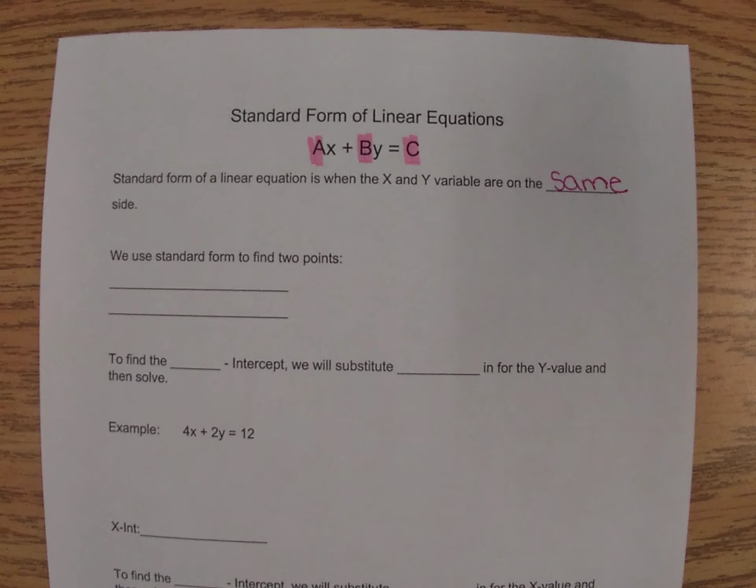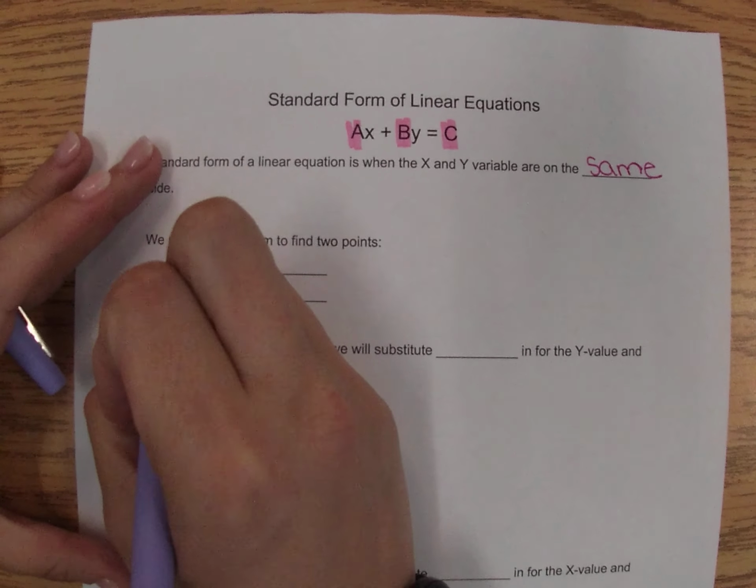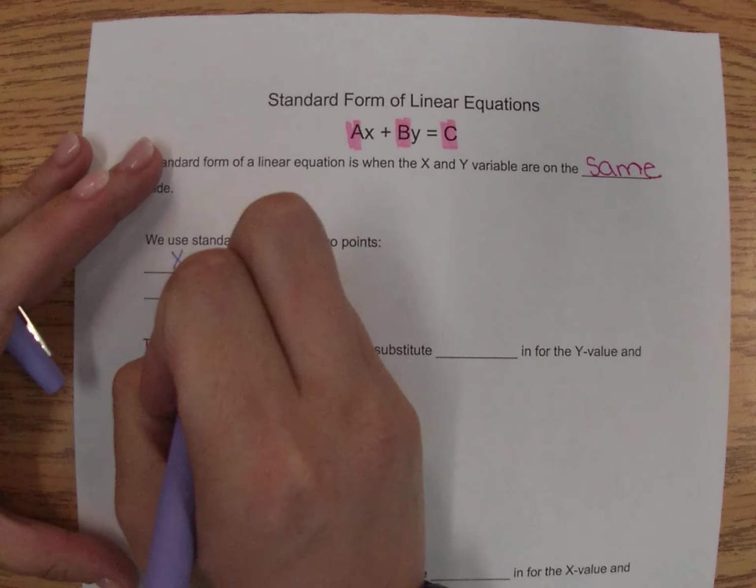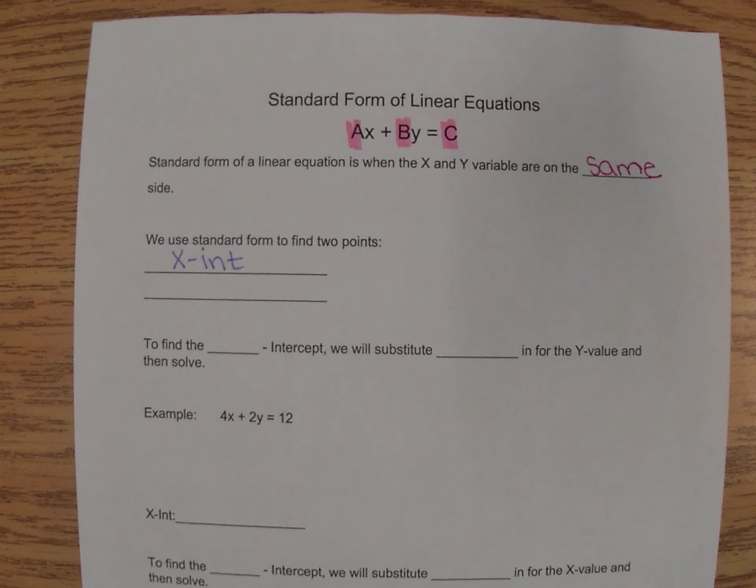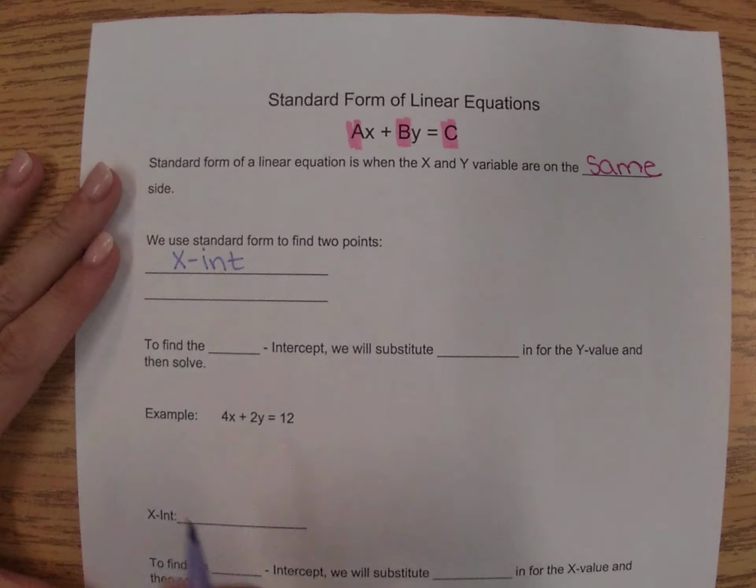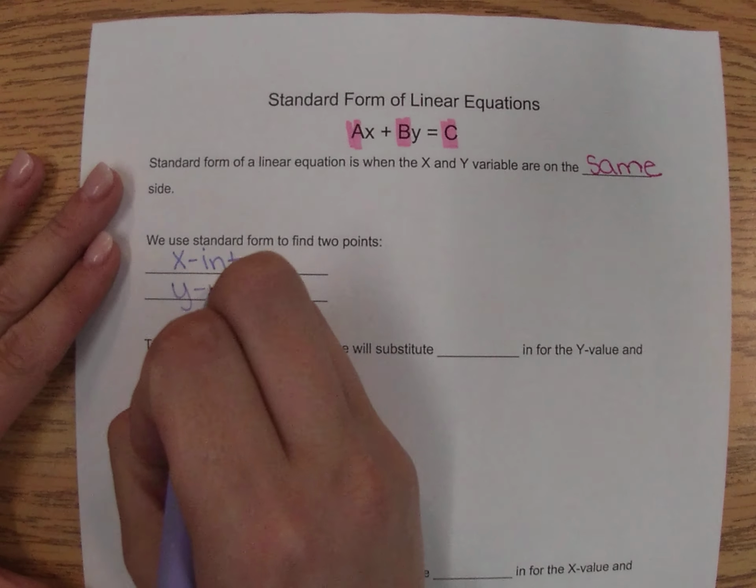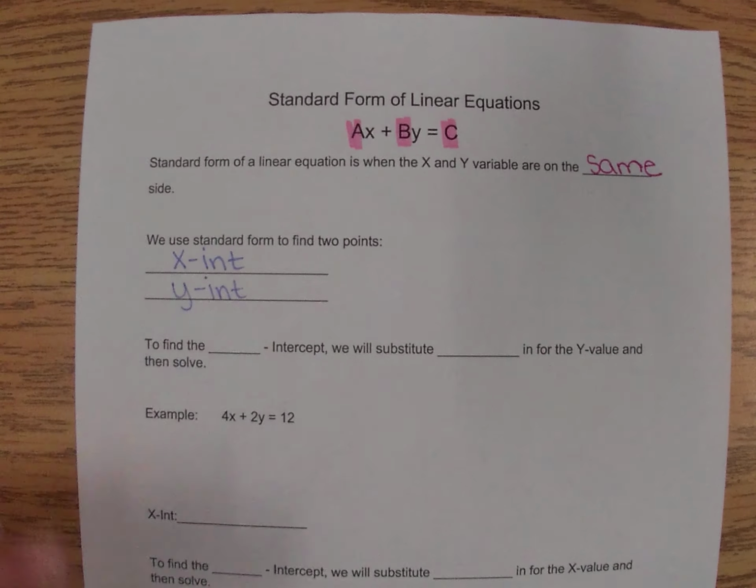We use standard form to identify two things. One thing that we can find is the x-intercept. We already talked about that in the last unit. That's where it crosses the x-axis. And to find the y-intercept, right? We know the y-intercept is where we cross the y-axis.